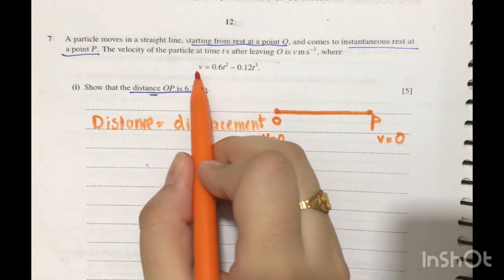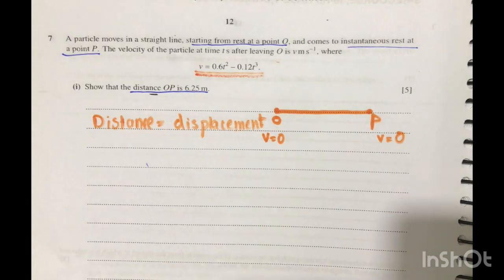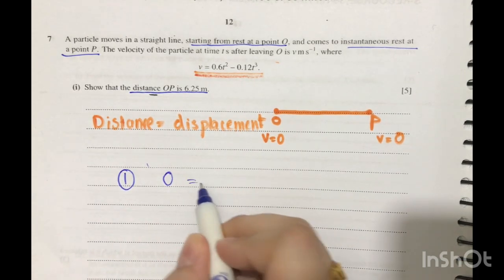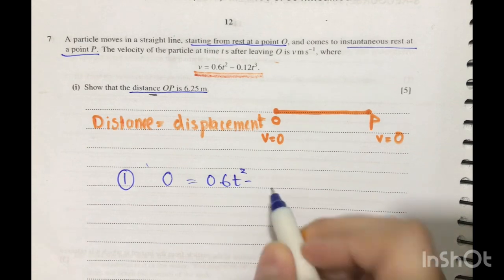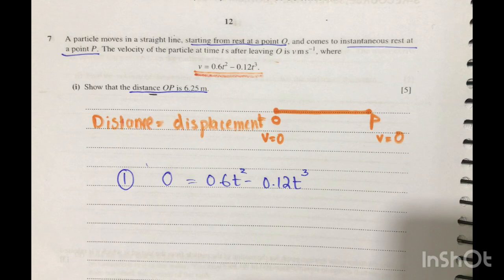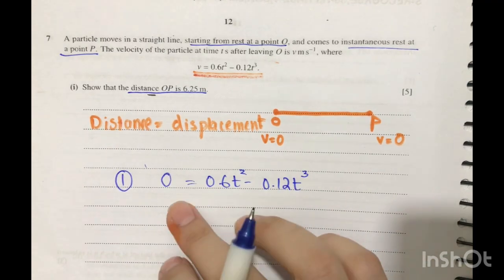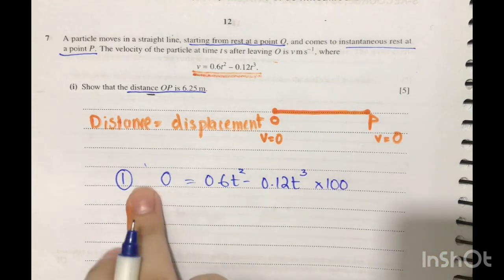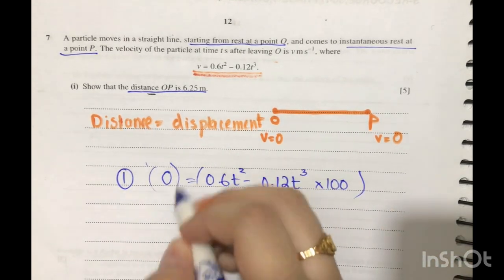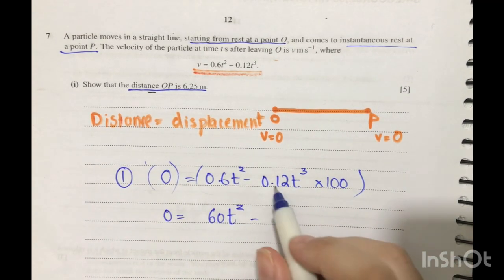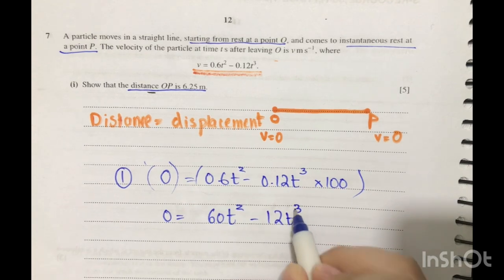They've given us the equation for velocity. First, we need to find the time at which velocity is 0. For that, we will equate velocity to 0. So 0 is equal to 0.6 t squared minus 0.12 t cubed. First, let's make these whole numbers. I'll multiply both sides by 100. So 0 is equal to 60 t squared minus 12 t cubed.